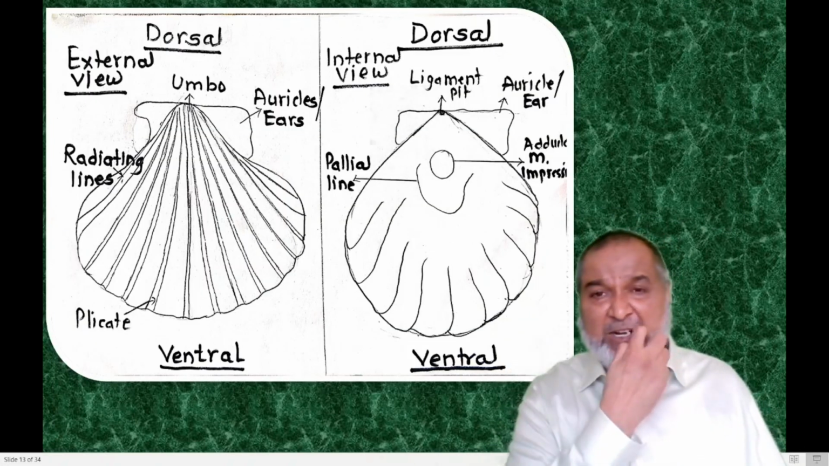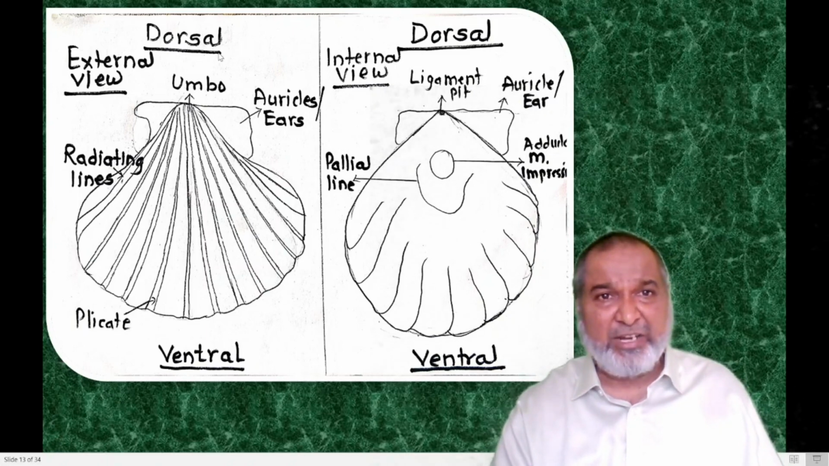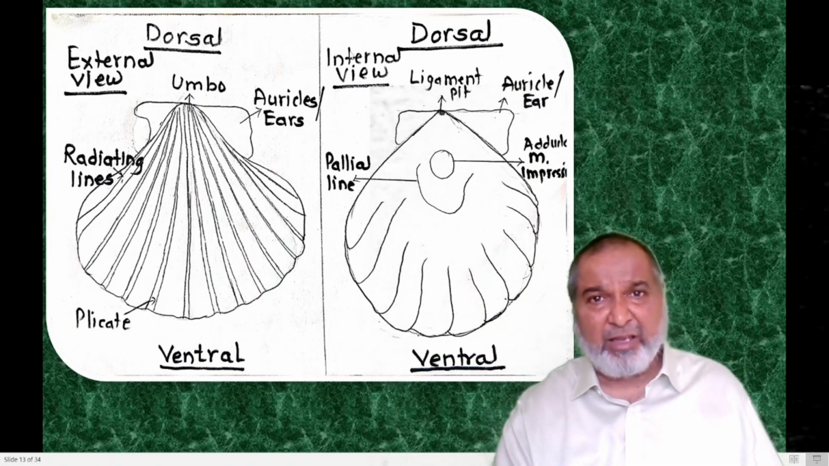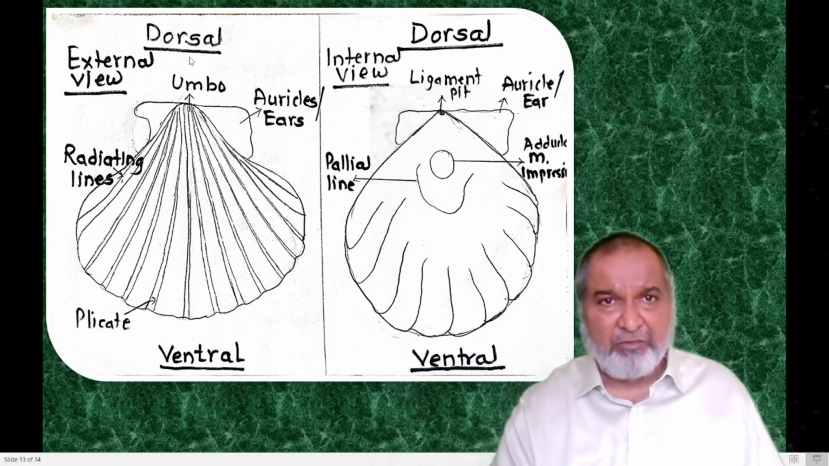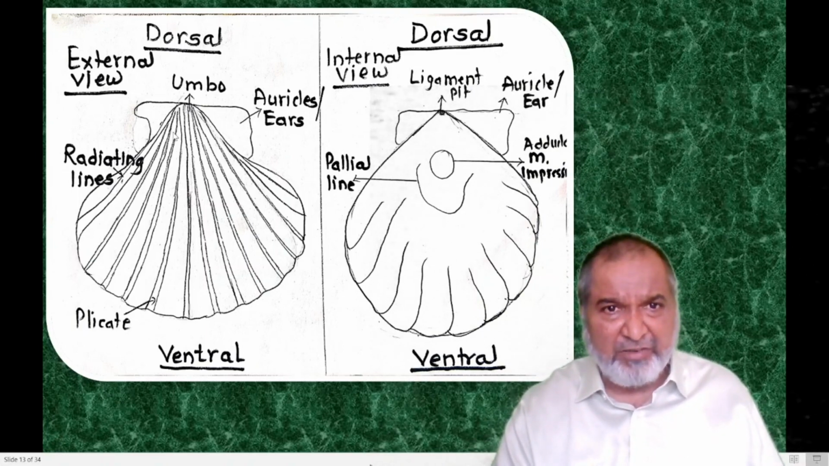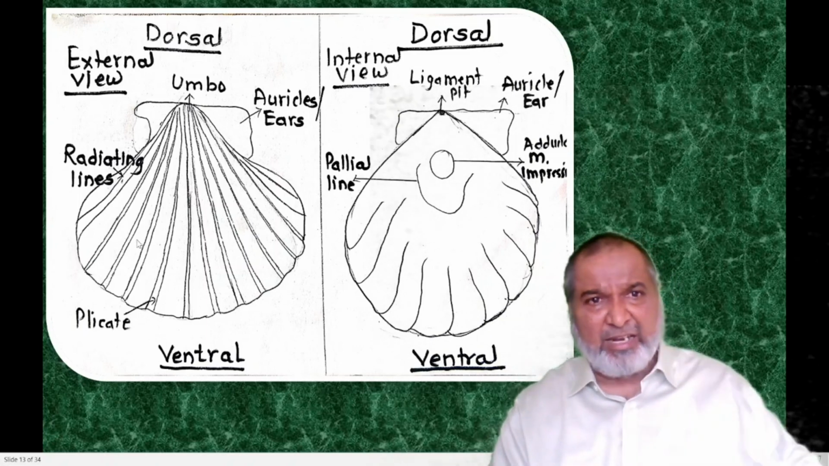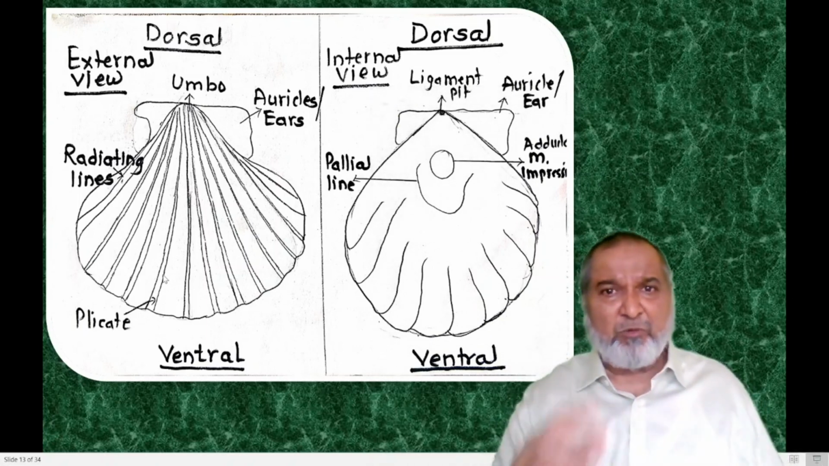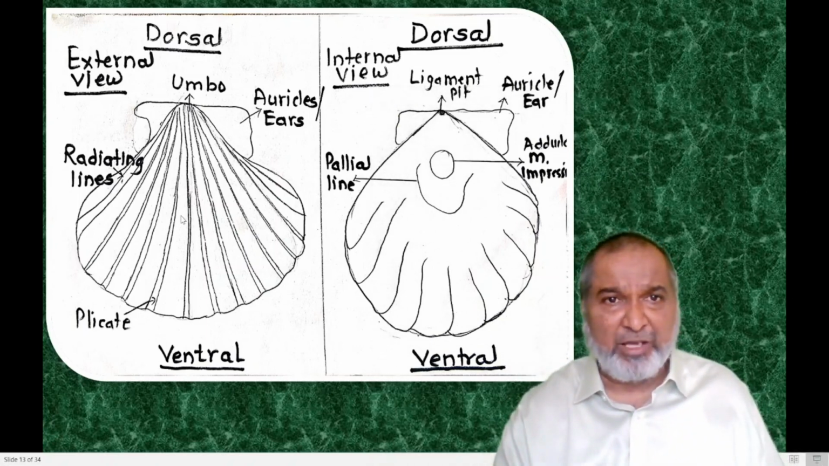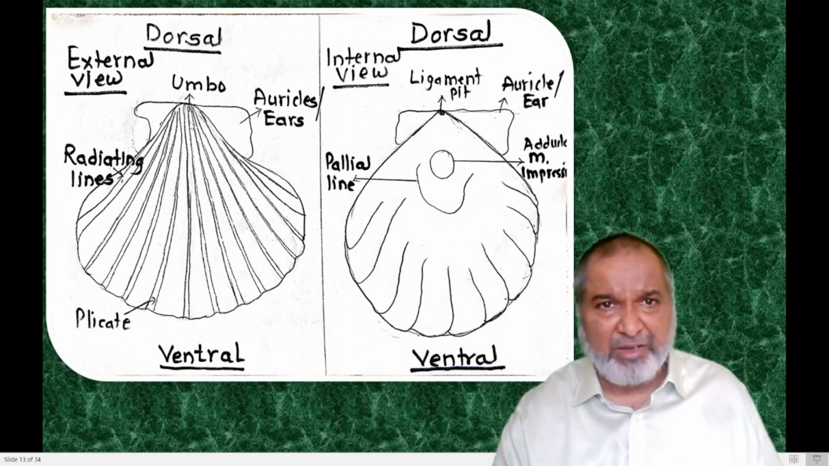You can see the diagram now. One is the external view, another is the internal view. In the external view we have radiating lines, and when these lines are double, it is called plicate. A single radiating line is different, but these are the double ones. Sometimes spines are also there. You can see the auricles are very clear.